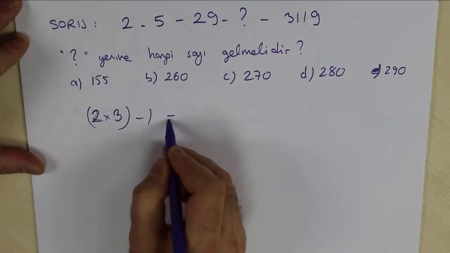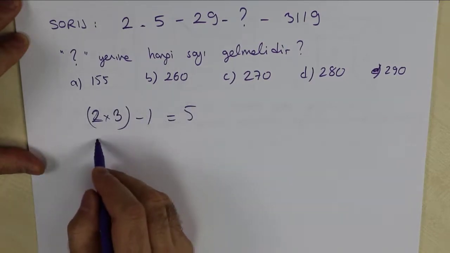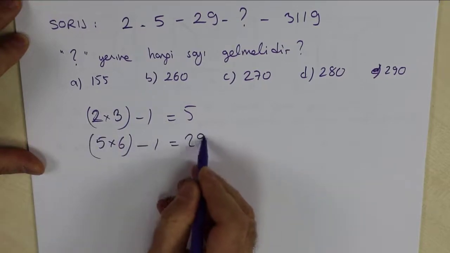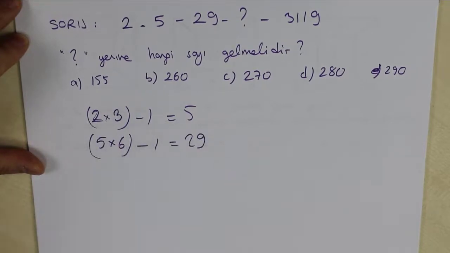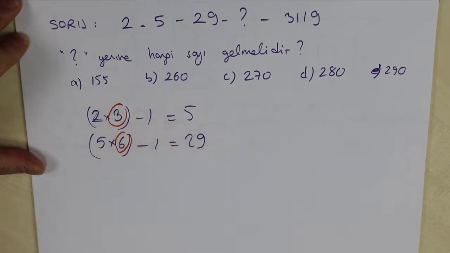Let's try the second number. 5 times 6 minus 1, that is equal to 29. Well, this kind of sequence works for me. Let's see, 3, 6, can we carry on? Can we continue for other numbers?